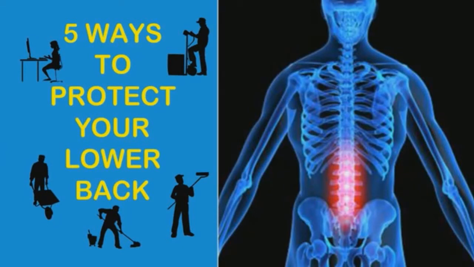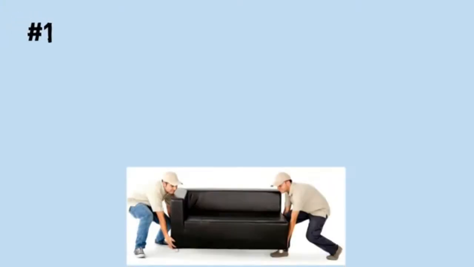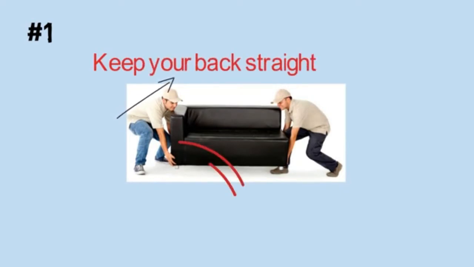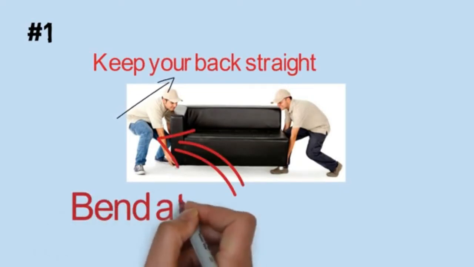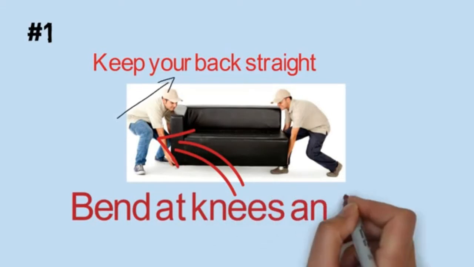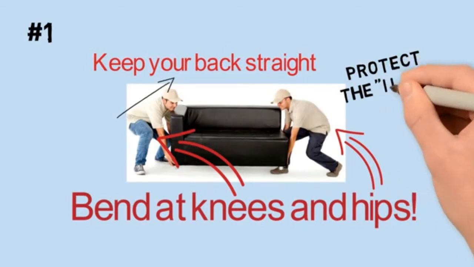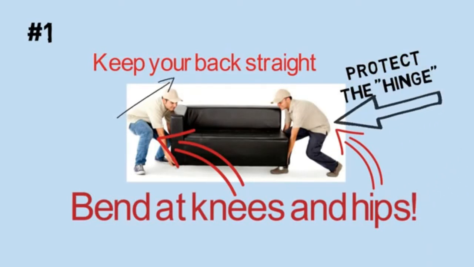Follow the low fives every time you pick something up and put it down. Number 1. To pick up an object that is on the floor or lower than the level of your waist, keep your back straight and bend at your knees and hips. Do not bend forward at the waist with your knees straight. This puts too much pressure on the hinge in your lower back.